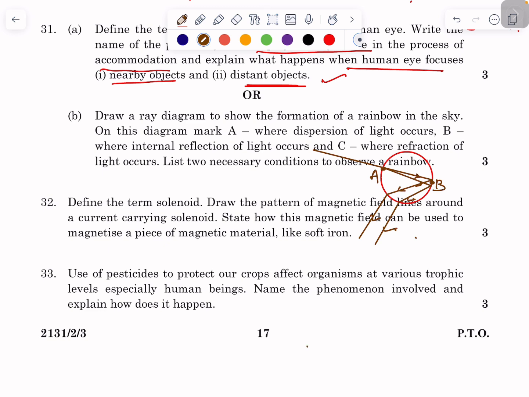Next one, question number 32. Define the term solenoid. Draw a pattern of magnetic field lines around a current carrying solenoid. State how this magnetic field can be used to magnetize a piece of magnetic material like soft iron. Now you have to draw the solenoid figure like this, and both ends are connected to the ends of the battery, which behaves as a magnetic field. Okay, so like this you have to draw.